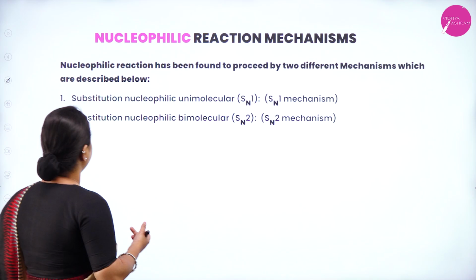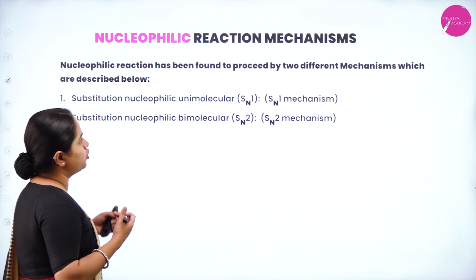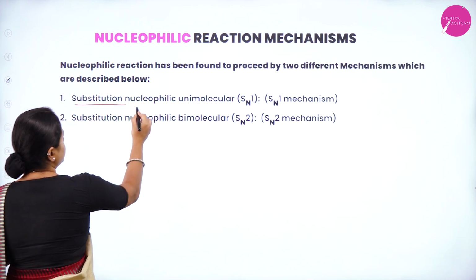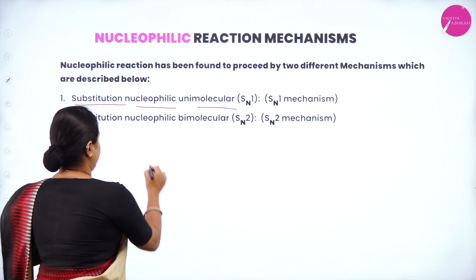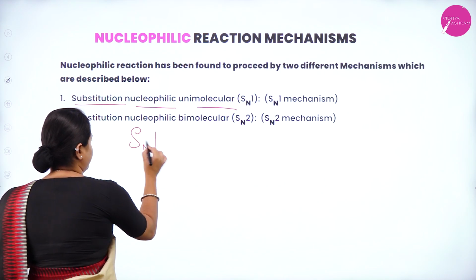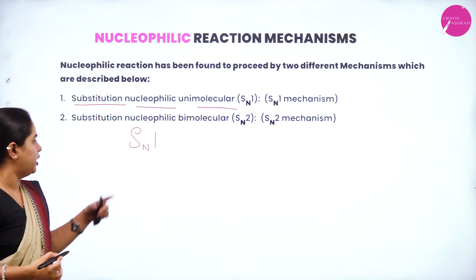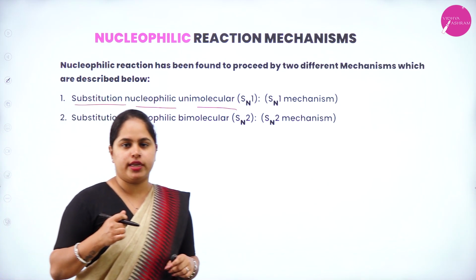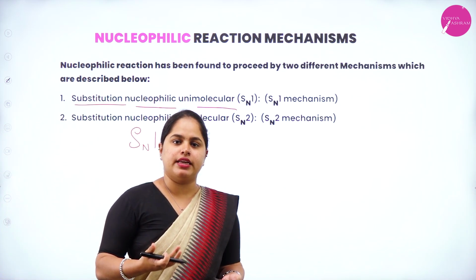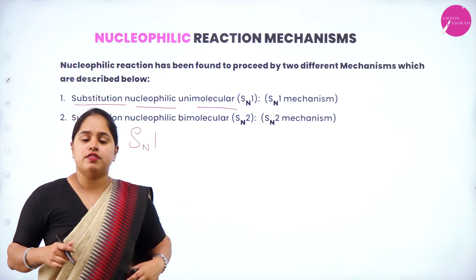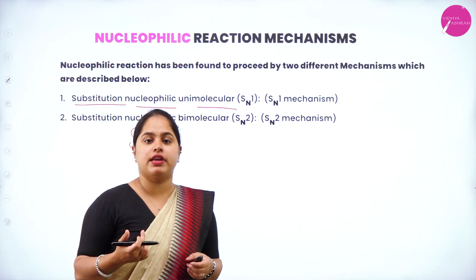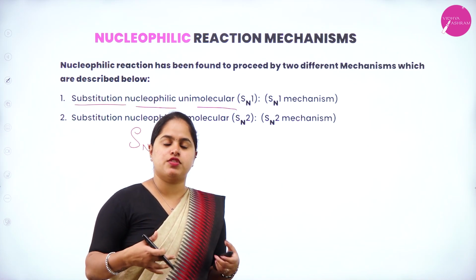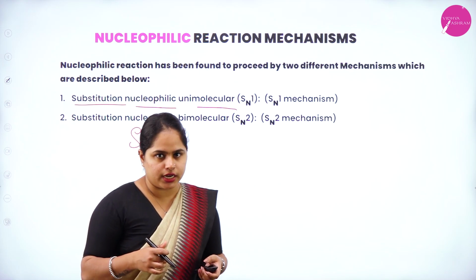Nucleophilic reactions have been found to proceed by two different mechanisms. First one is substitution nucleophilic unimolecular, that is SN1. What does the S stand for? Substitution. N stands for nucleophilic and this 1 stands for unimolecular. Also, we can say that the kinetics or the order of the reaction is 1. We have studied the chemical kinetics chapter, and there we have studied what is order. So the 1 stands for unimolecular, or else we can also say that it is a first order reaction.